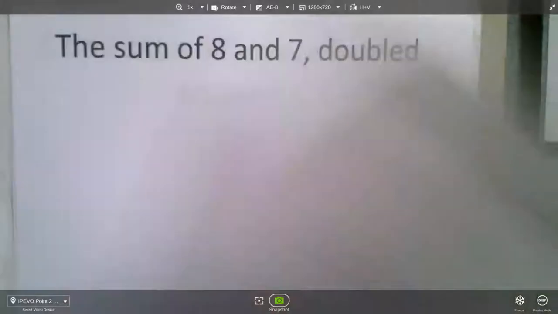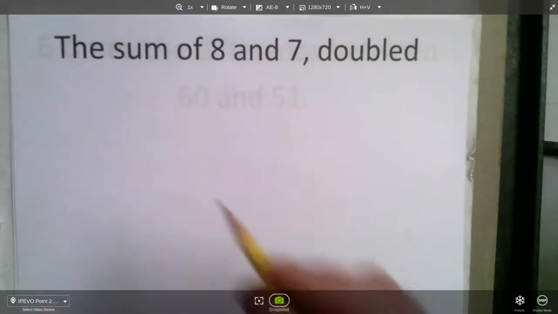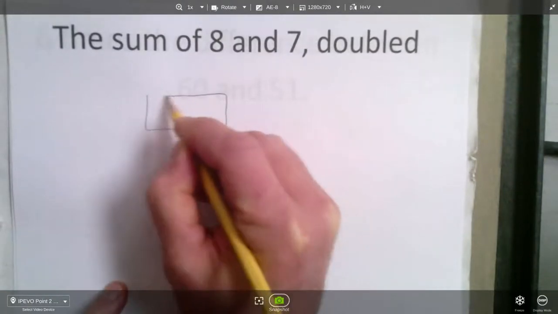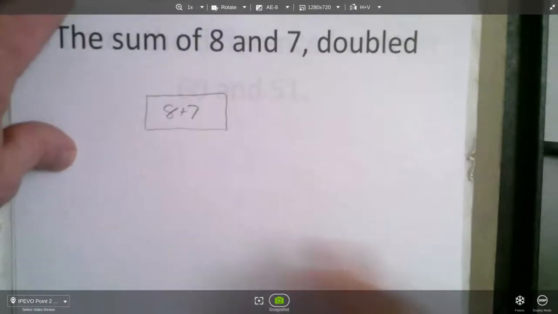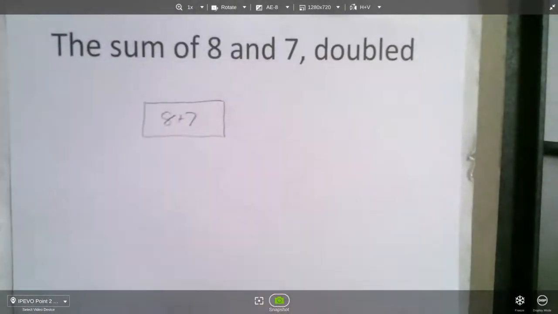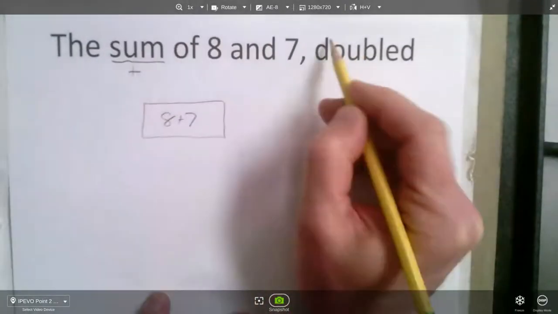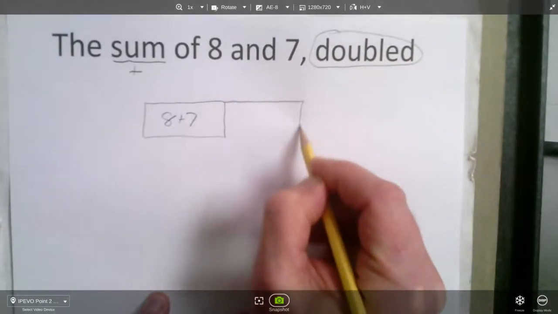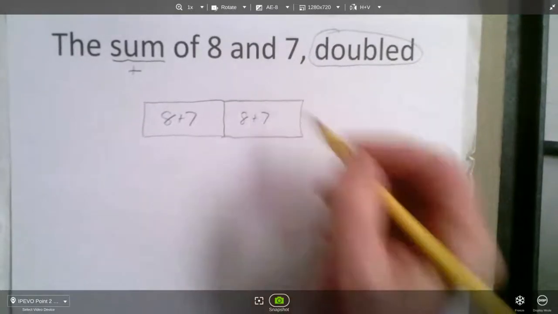Let's try another one. Let's say I wanted the sum of 8 and 7 doubled. So let's go ahead and draw the sum of 8 and 7. Let me move this out of the way so you're not seeing what's underneath. There's the sum of 8 and 7. Sum means addition. Doubled means I want 2 of them. 8 and 7 doubled.